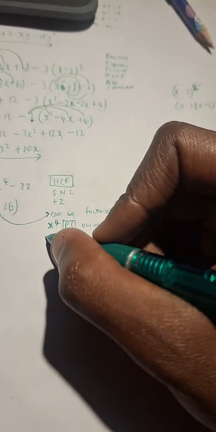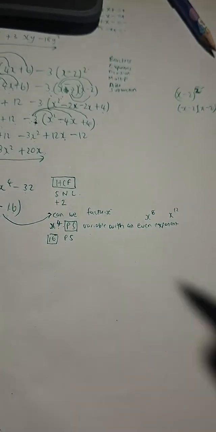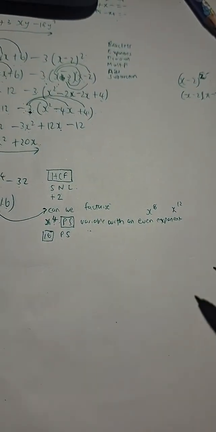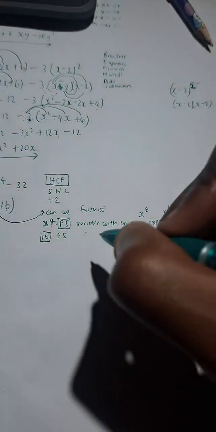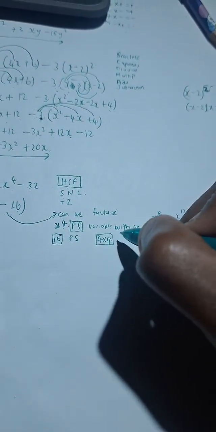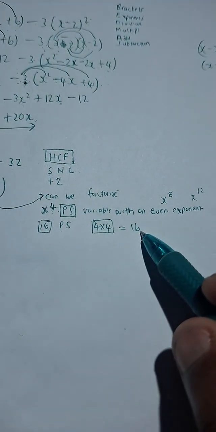Now, why do we say 16 is a perfect square number? Perfect square numbers are numbers that are formed by multiplying a certain natural number by itself. For instance, 16 is formed by 4 times 4. So that's why we say 16 is a perfect square number.